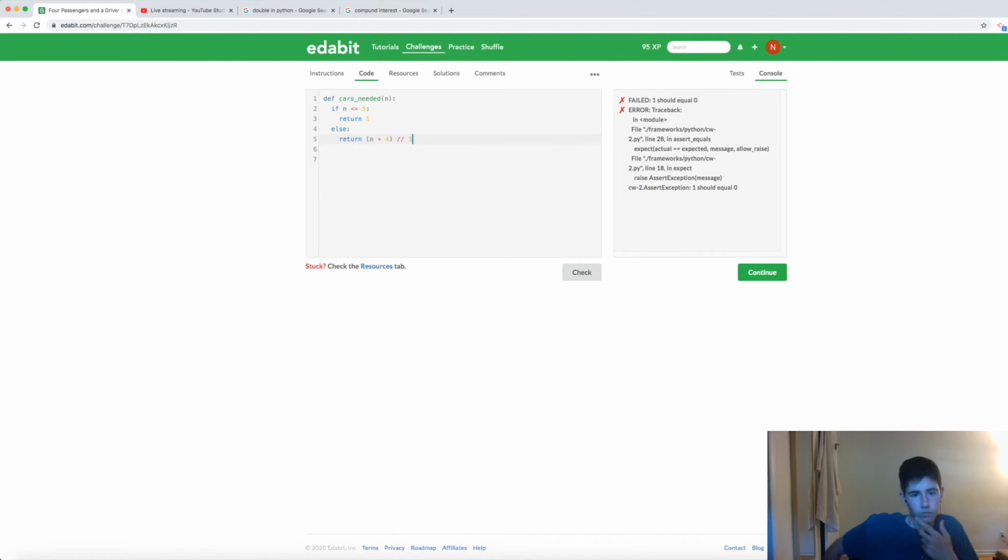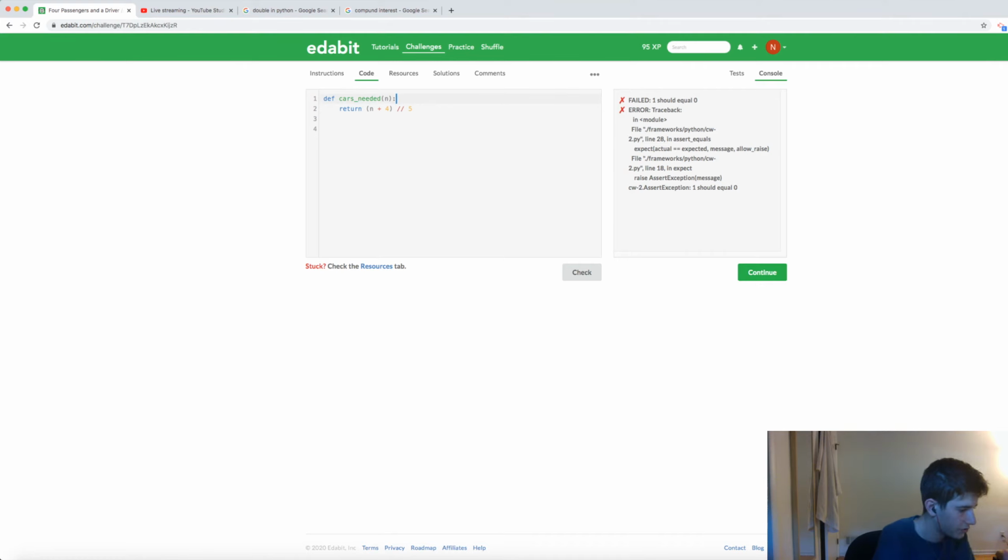It's floor division, right? Floor division is normal division, except that you're returning the largest possible integer from the division. So if we run this simply without our if statement, then we pass all of our tests. Now, why is that the case?